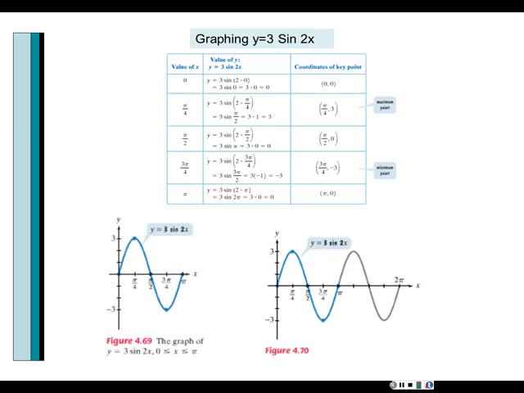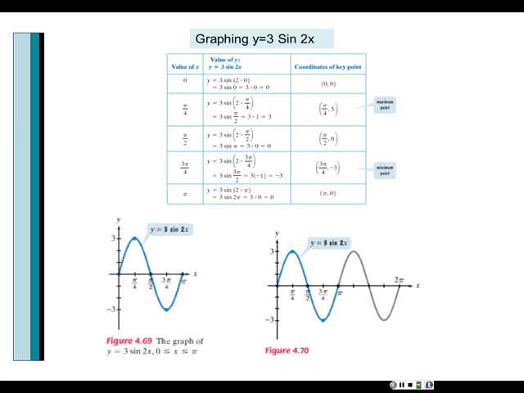Since b is 2, what will be the period? Period is always 2 pi by b. 2 pi over b, right? Which is 2 pi over 2 for this function, which is pi. So the period is pi. Look at this. Do you see the period is pi? This cycle is completing within pi.